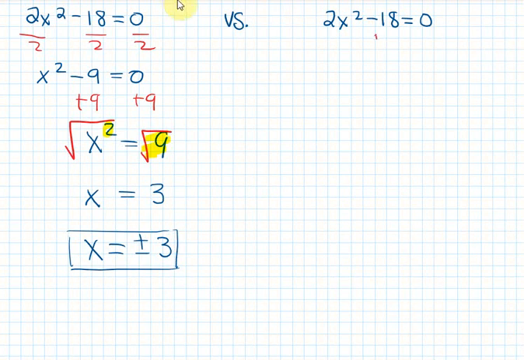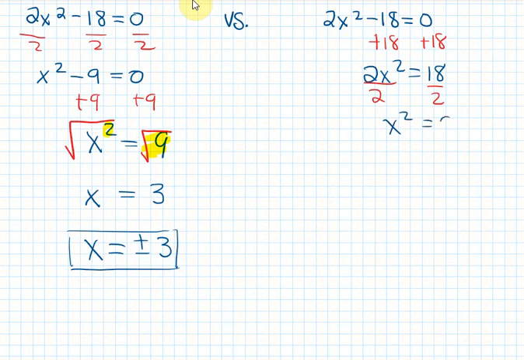We're going to add 18 to both sides, and we get 2x squared equals 18. Then we would divide by 2, and you'd get x squared equals 9, and here we go again. We're at the very same place as the other problem. So again, plus or minus, squeeze that in there, you get x equals plus or minus 3.